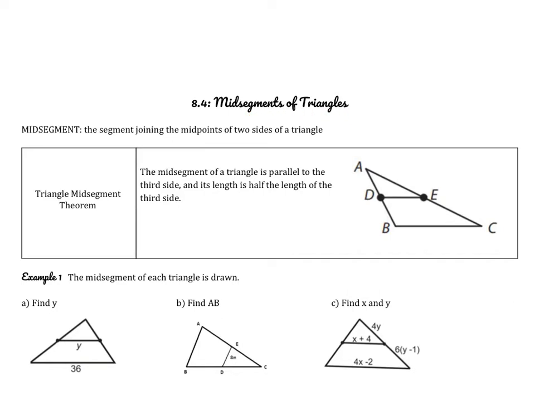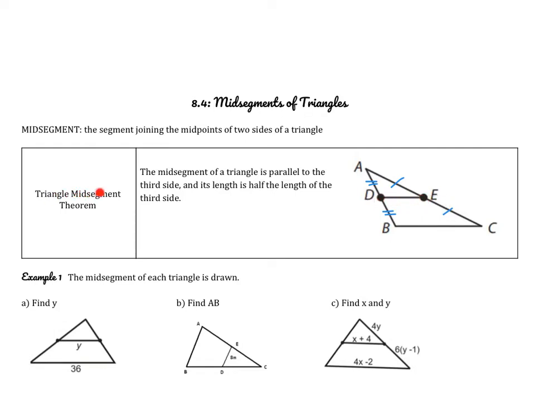So first let's talk about what a midsegment is. The midsegment is the segment that joins the midpoints of two sides of a triangle. So if you look over here at triangle ABC, if D and E are midpoints, we can show it by showing that AE is congruent to CE and AD is congruent to BD. So again, D is a midpoint, E is a midpoint, and the segment that joins them is called the midsegment.